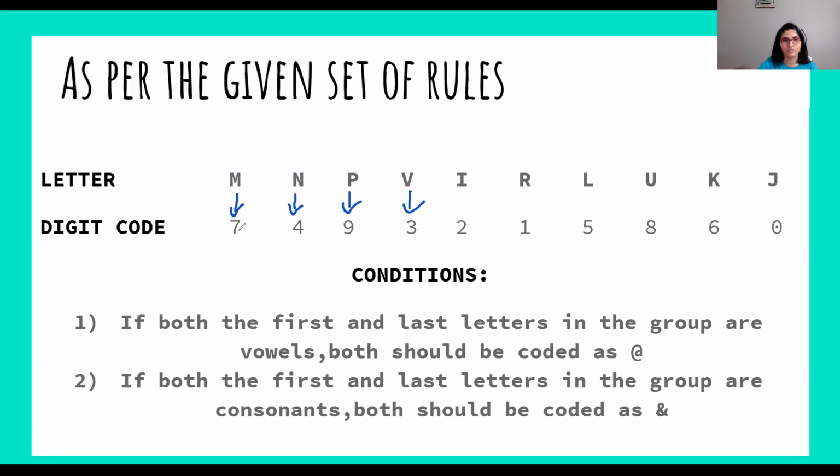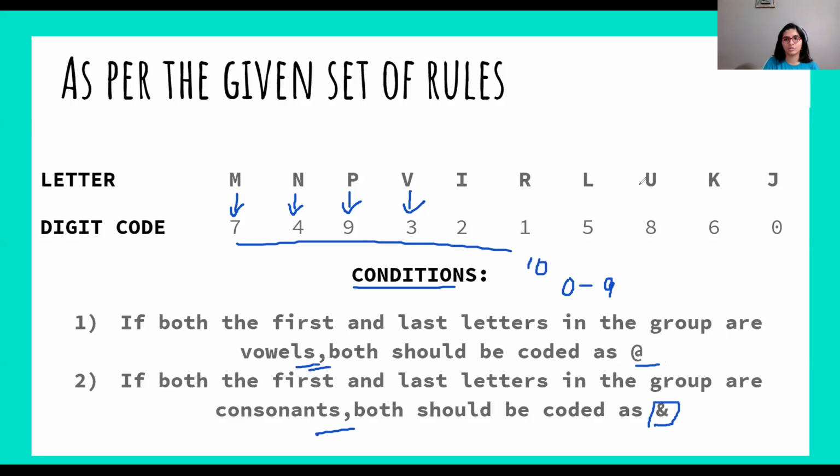J. If you have noticed, there are exactly 10 letters and 10 numbers, so they have given the code for us from 0 to 9, including 0 and 9. Then we have some extra conditions: if the first and last letter are vowels, then they will be coded as @. If the first and last letter are consonants, then they will be coded as &.